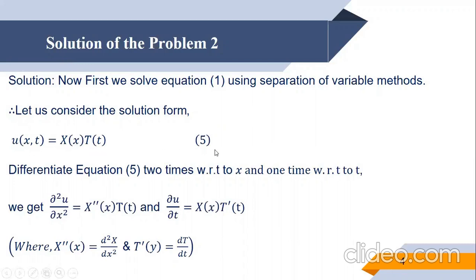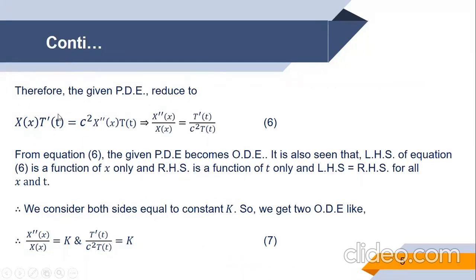Now differentiate equation 5 with respect to x 2 times and with respect to t 1 time. So we get del square u by del x square equal to X double dash T, and del u by del t equal to X T dash, where X double dash is d square X by dx square, T dash is dT by dt. We substitute both values of del square u by del x square and del u by del t in equation 1. Therefore, we get the PDE form X T dash equal to c square X double dash T.